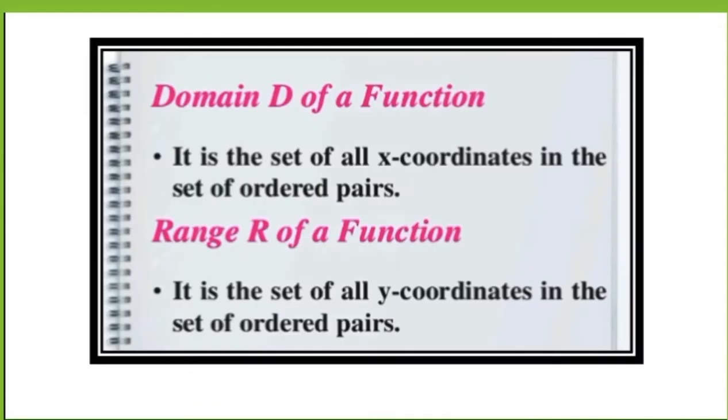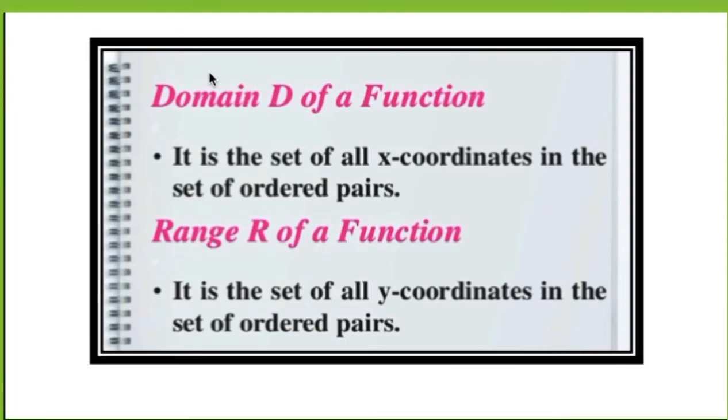There are also very important terms that we need to consider. We talk about the domain of a function and the range of a function. The domain of a function is the set of all x coordinates in the set of ordered pairs. These are the first set of variables in an ordered pair, or these are our input, which are considered to be our independent variables. While the range of a function is the set of all y coordinates in the set of ordered pairs. These are the second set of elements in the ordered pairs. The y coordinates are our dependent variables, so these are our outputs.